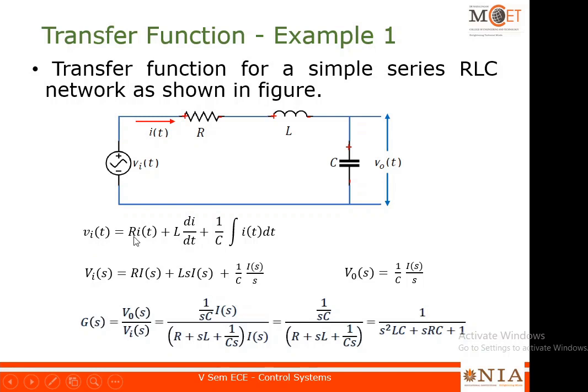So Vi of t is equal to sum of potential drops across resistor, inductor and capacitor. So R into I of t is the voltage drop across resistor. L into di of t by dt is the voltage drop across inductor. 1 by C integral of I of t dt is the voltage drop across capacitor. And since your output voltage is taken across the capacitor, so you can write separately V naught of t is equal to 1 by C integral of I of t dt.